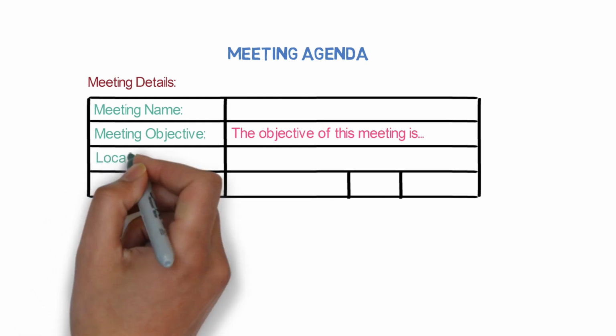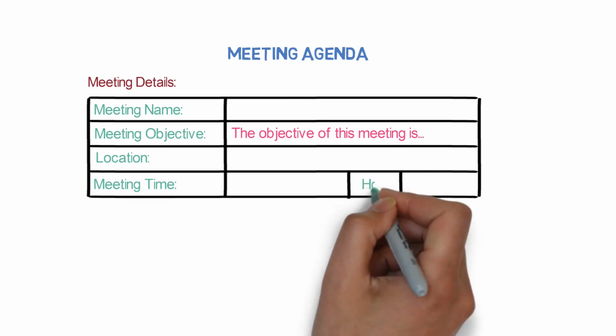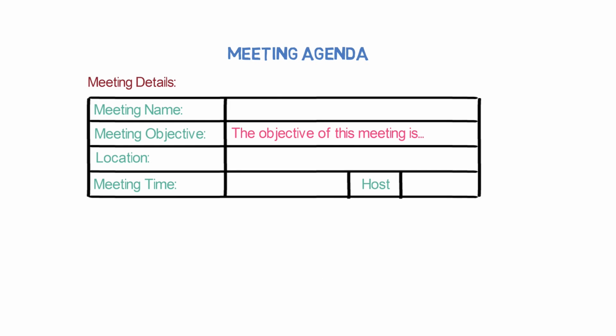Number 3, meeting location. If it is happening online, then give the meeting link as well. Number 4, meeting time. Day, date and time need to be mentioned along with the time zone if required. And number 5, meeting host. Here the name of the meeting organizer will come. So these are the 5 details that must be there in meeting details.